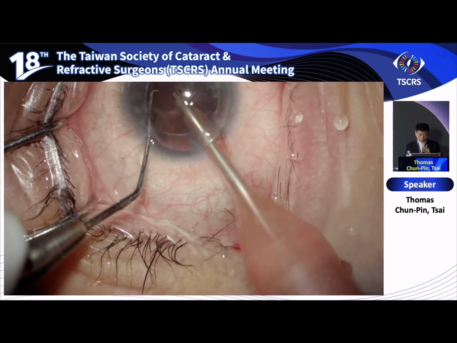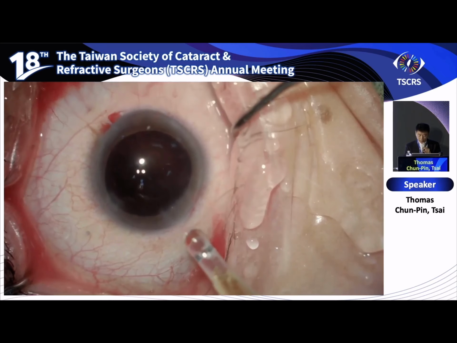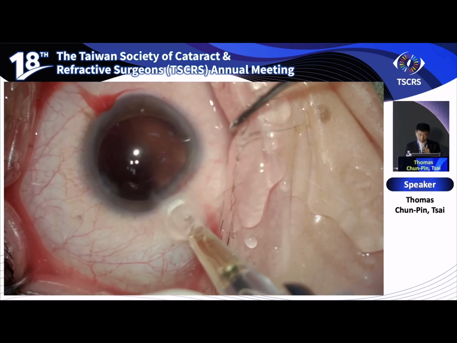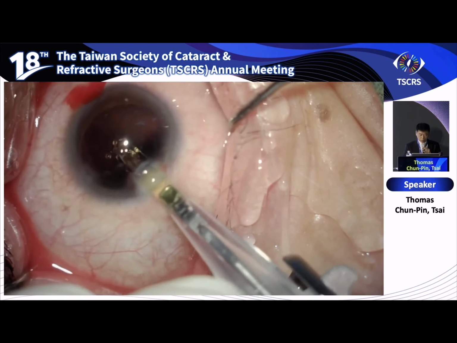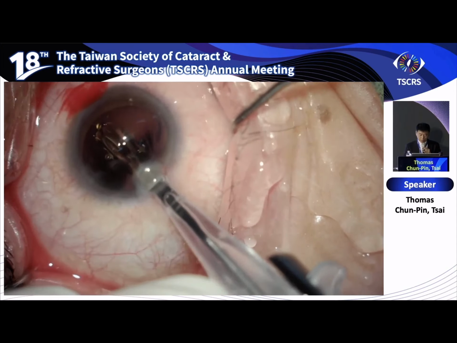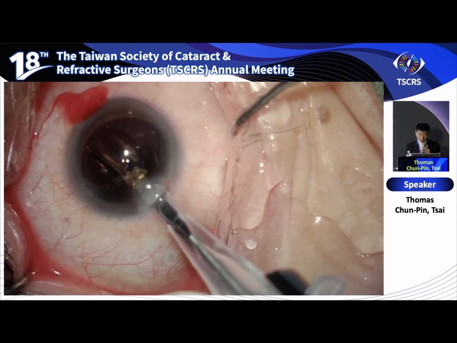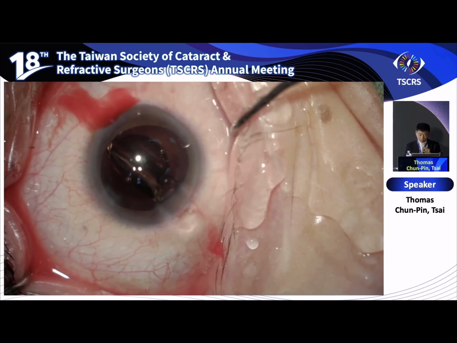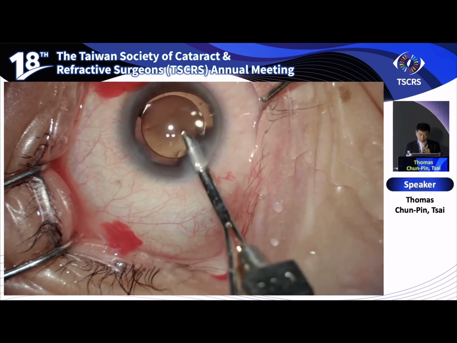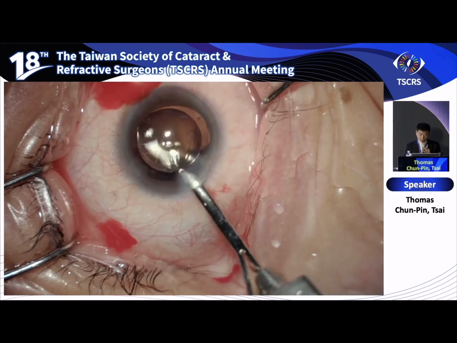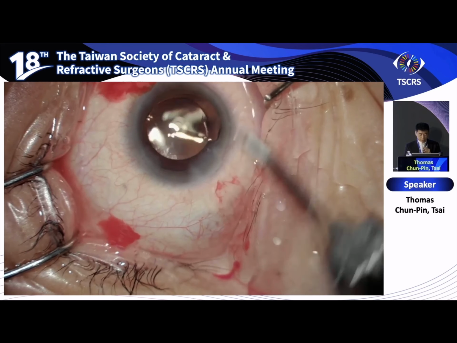After the lens is removed, the cortex is removed and the polish is done, you can see the anterior capsulotomy is so round and centered by flex. An Alcon VVT IOL was inserted. It's an aspherical IOL with a 1.5 diopter EDOF effect. The VVT IOL was centered and the surgery was done.